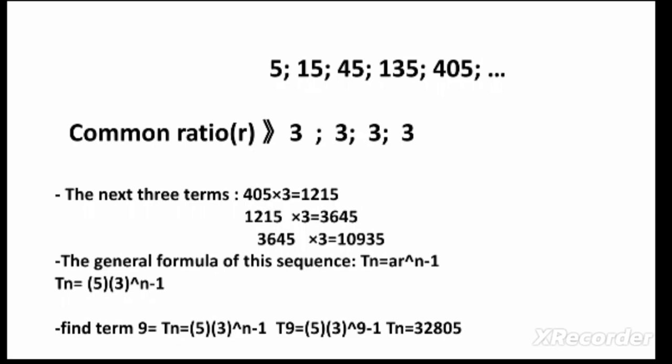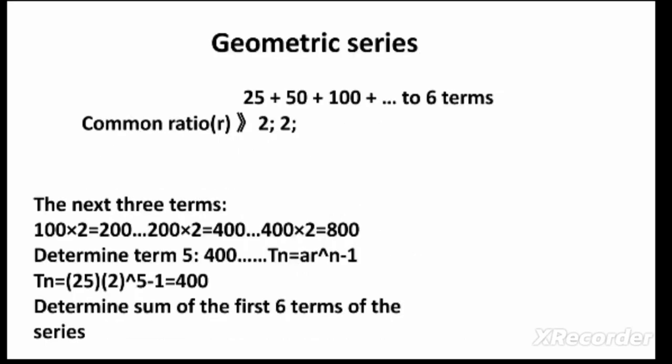So that is all about geometric sequence, and then you can use those formulas to answer the questions. So now let's look at the geometric series. When we add terms of a sequence together, we find a geometric series. In a sequence, the numbers are separated by commas, but in a series, the terms are separated by a plus sign.